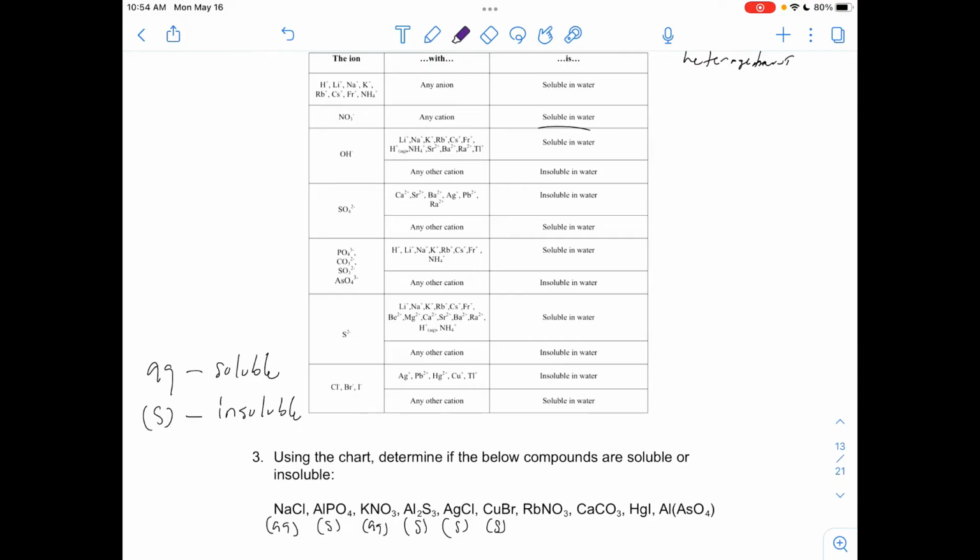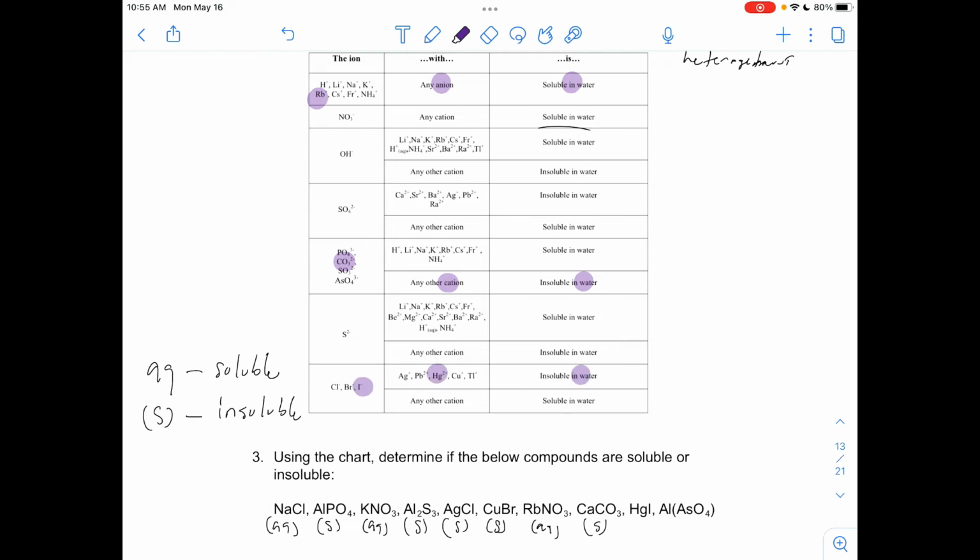Okay, I'm going to erase this. Let me use a highlighter. So RbNO3, where is Rb? Rb is up here, any cation, soluble. Calcium carbonate, so again, carbonate's right here, and any other cations are insoluble.